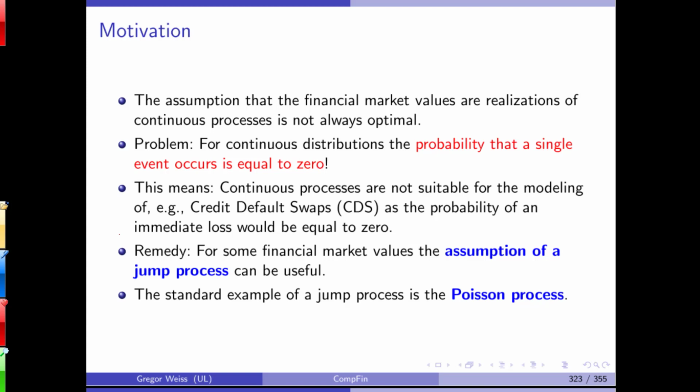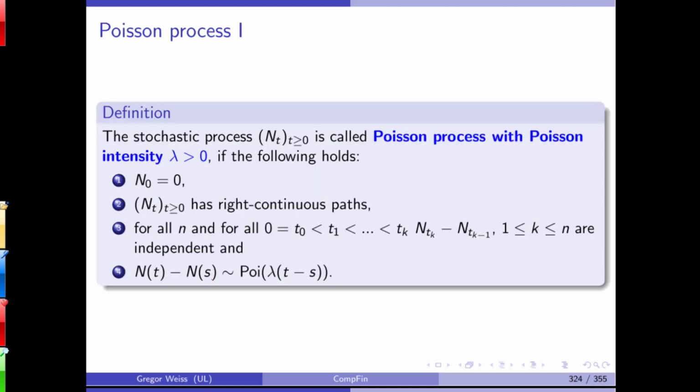What can you do as a remedy? You can use so-called jump processes, and we'll discuss the standard example of a Poisson process as the prime example of a jump process. What is a Poisson process? The stochastic process N_t, with t larger or equal to 0, is called a Poisson process with Poisson intensity lambda larger than 0 if the following holds.